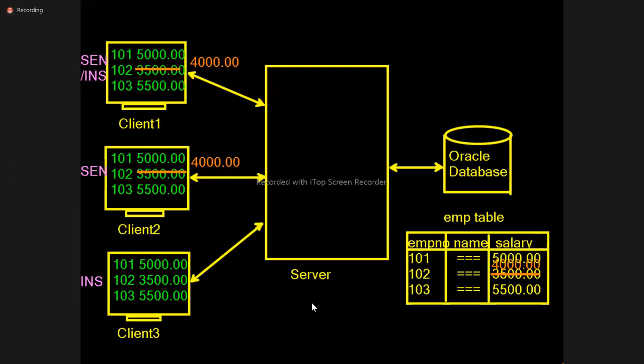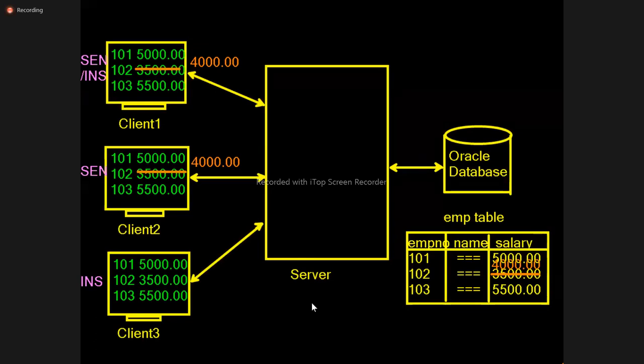So client 1 updated the database. It will be shown immediately in client 2 because it is a sensitive result set, and it will not be shown immediately in client 3 because it is an insensitive result set. That is the difference between sensitive and insensitive. Now I'll give an example. Which one is required? You give the answer.